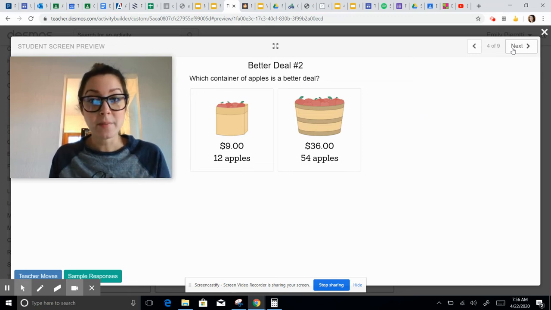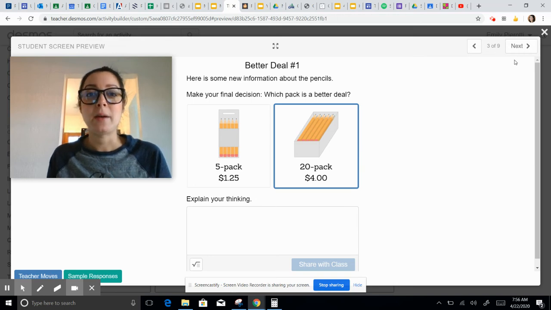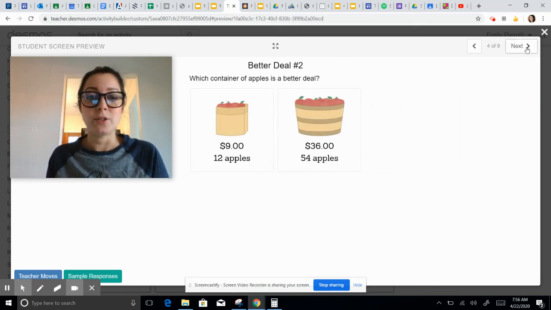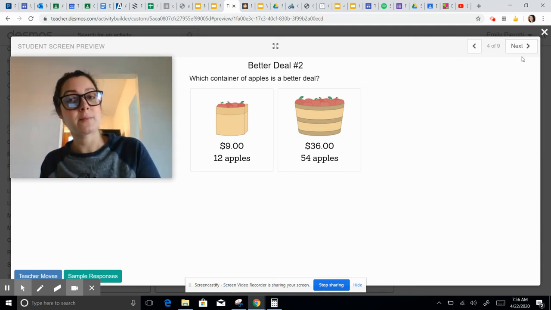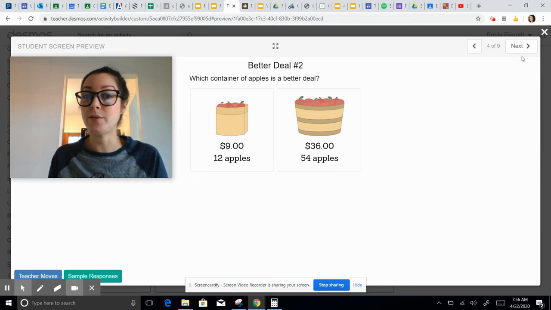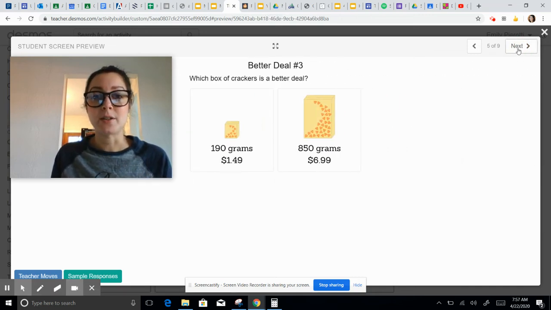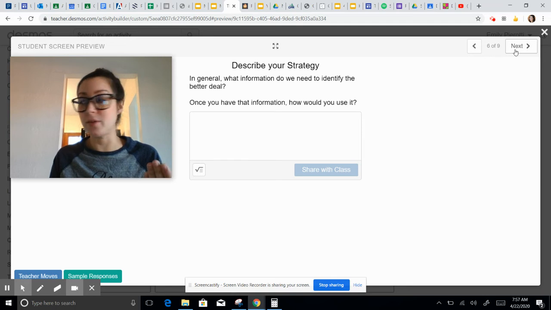Moving forward from that problem, they're very similar to this one. It's all about finding the unit rate and then using that unit rate to compare the two deals and select the better deal. So would you rather have 12 apples for $9 or 54 apples for $36? See if you can calculate the unit rate the same way. Which box of crackers is the better deal? And then now you can describe your strategy. So maybe review this video.